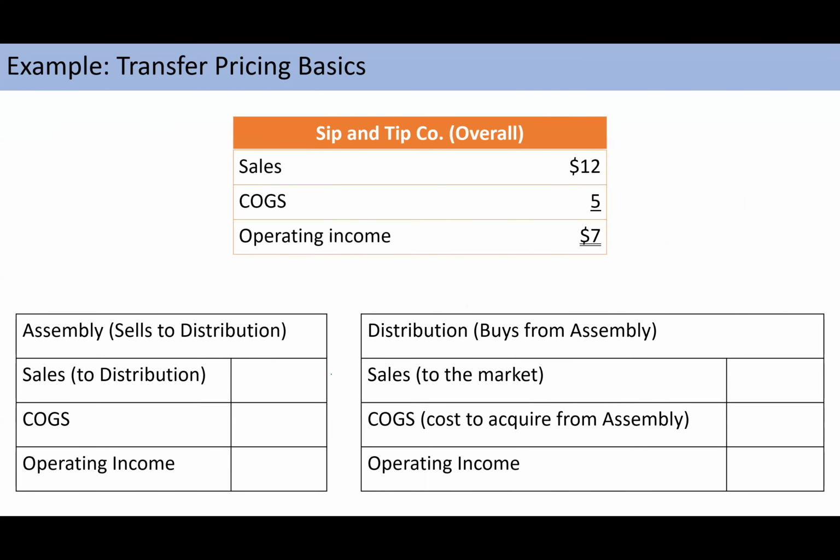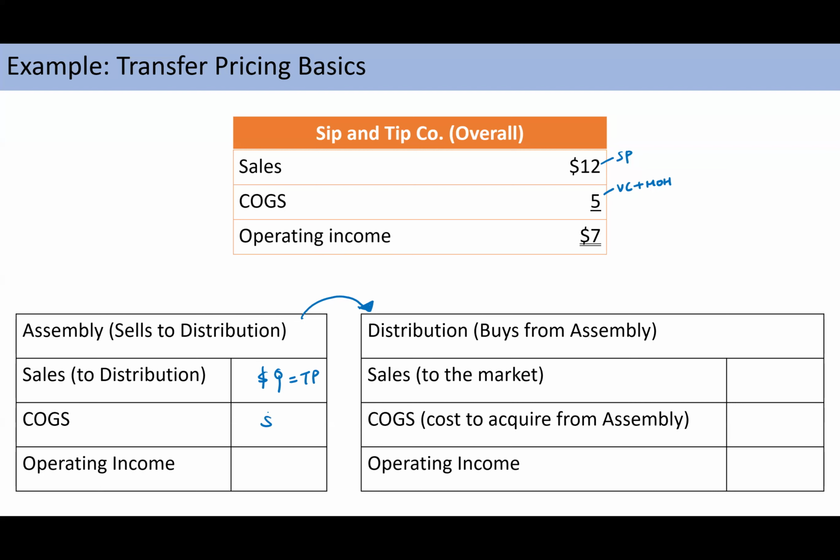So again, at the firm level, Sip and Tip makes $12, which is the selling price of the chair, every time they sell a chair, and the cost of producing that chair is still $5. Well, this probably includes the allocated overhead cost as well, so that the profit is $7. Now let's look at what profit assembly would recognize. So each time they sell a chair to distribution, they will recognize a revenue of $9, which is the transfer price.